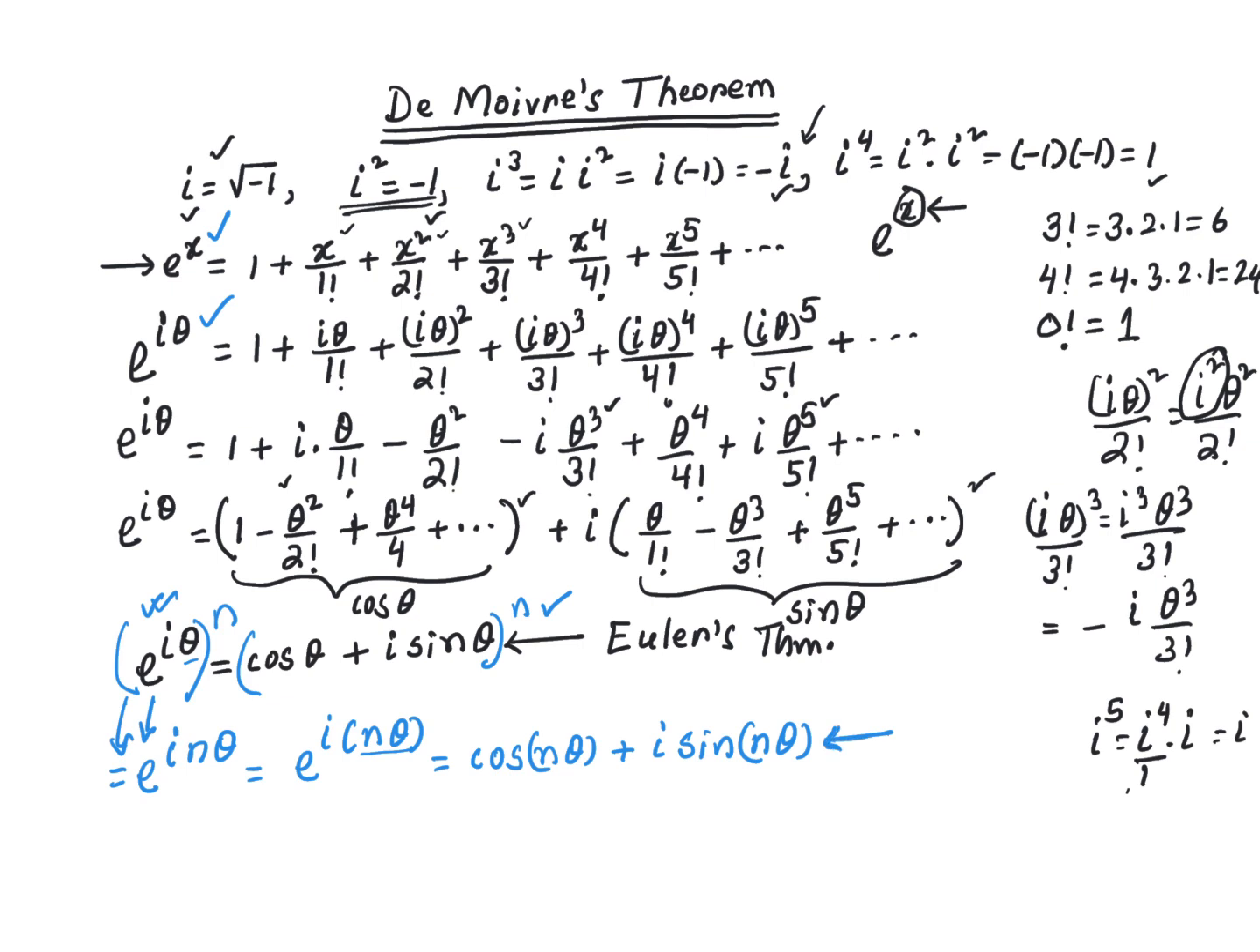So we just showed that cosine of theta plus i sine of theta, raised to the power of some positive integer n, is actually equal to cosine of n theta plus i sine of n theta. This, by the way, is called de Moivre's theorem.